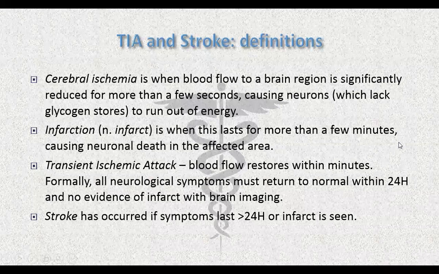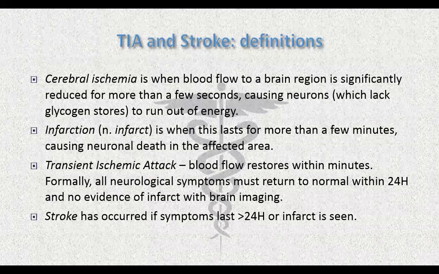If a portion of the brain loses its blood supply for more than a couple of minutes, it's called an infarct or an infarction. So that's another term that you will want to know. And that will lead to neuronal death in that affected area. There's also a common thing called a TIA, which is a transient ischemic attack. And transient is the key word here. It means that the blood supply has been restored within a couple of minutes.